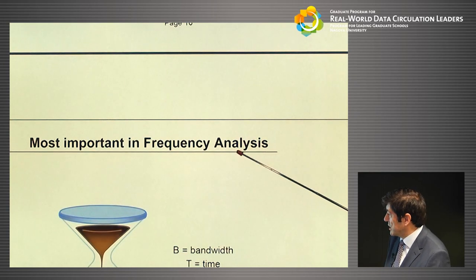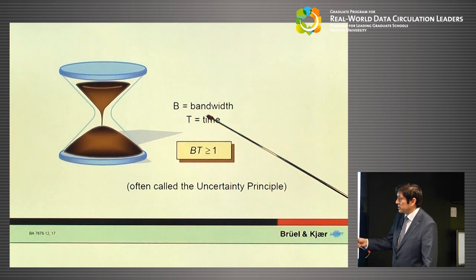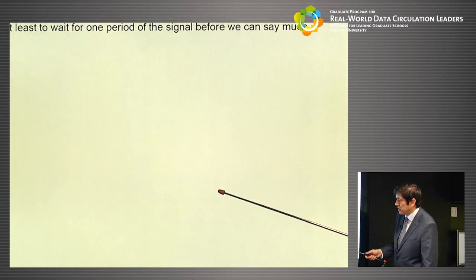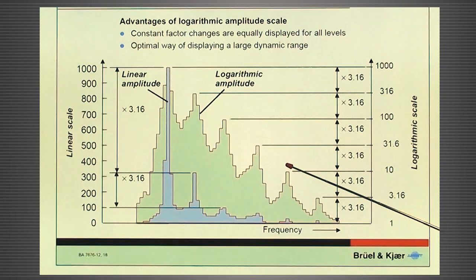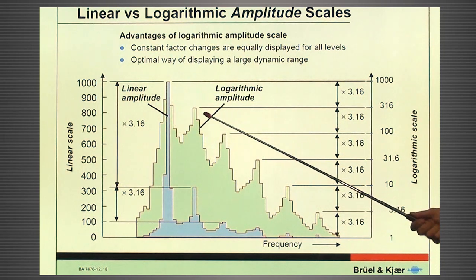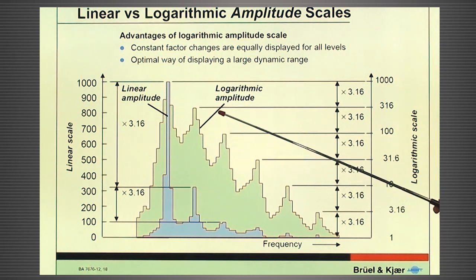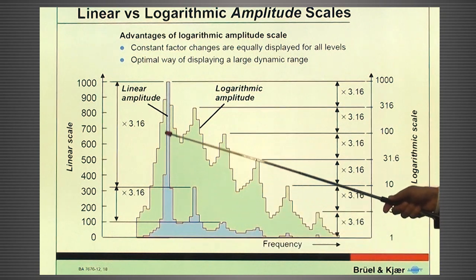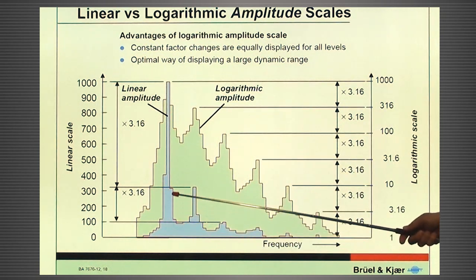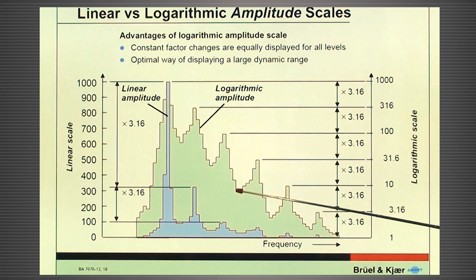If you decrease the bandwidth, you increase the computation time, and that's the rule. We should not play with it if it is unnecessary. And the same data is shown here in linear scale and logarithmic scale. For instance, in linear scale, low frequency data is not clearly seen, but in logarithmic scale, the low frequency content can be examined much more easily.